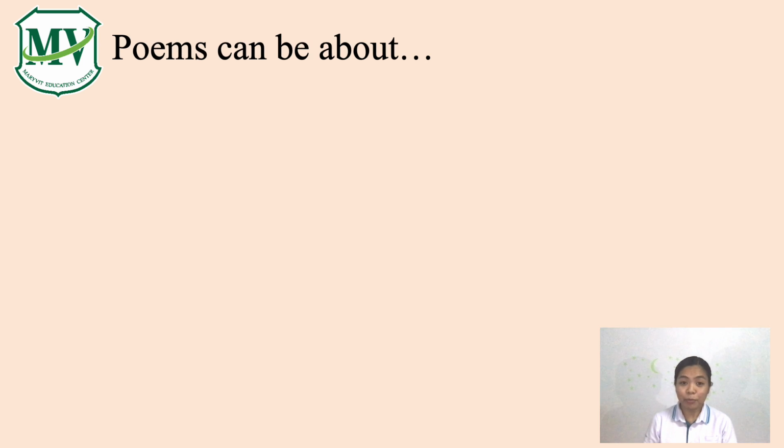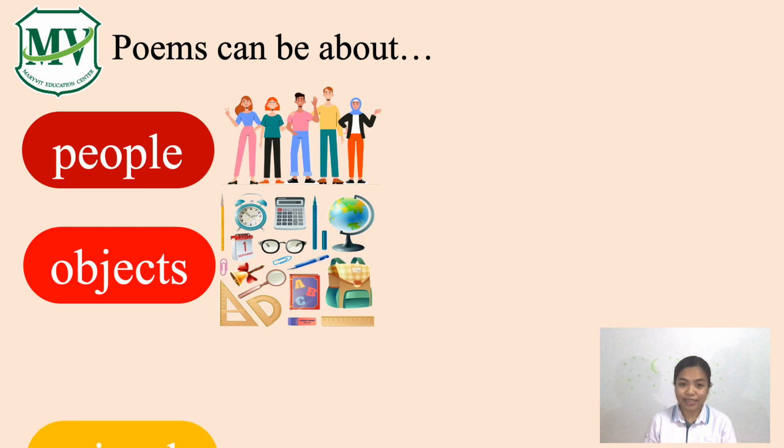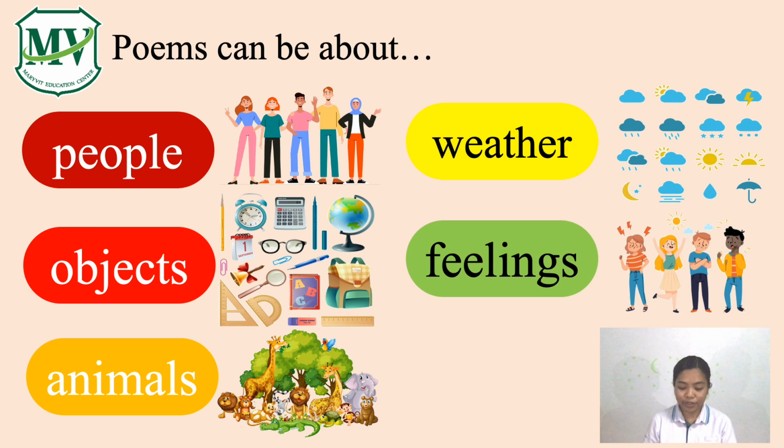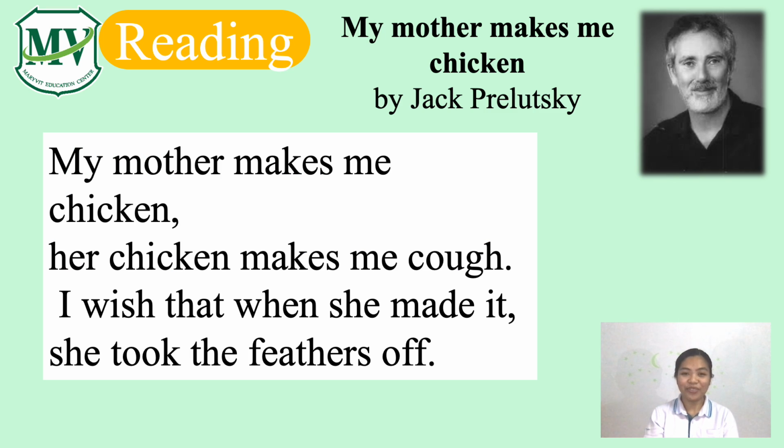Poems can be about people, objects, animals, the weather, and feelings. In fact, they can be about anything. Poems often rhyme, but they don't have to. I will give you 3 examples of poems. The first example is by the American poet Jack Prelutsky. The title of his poem is My Mother Makes Me Chicken. You can read it with me.